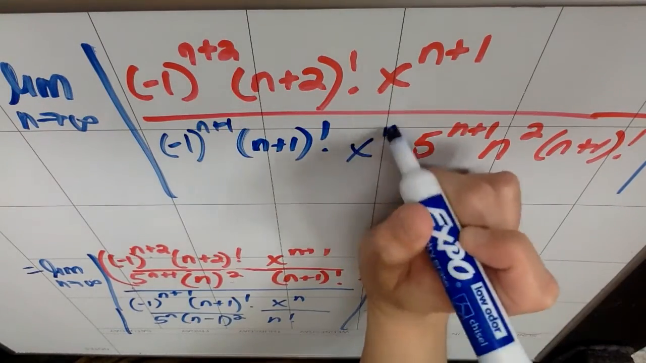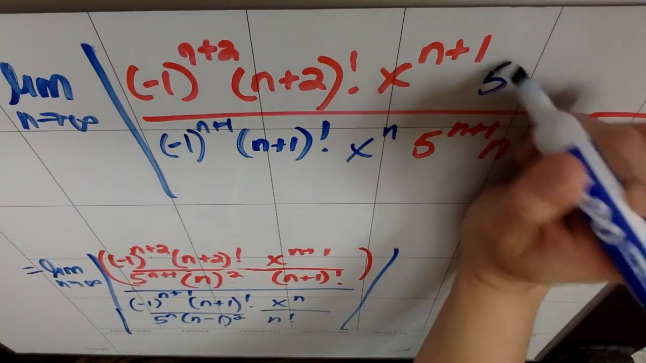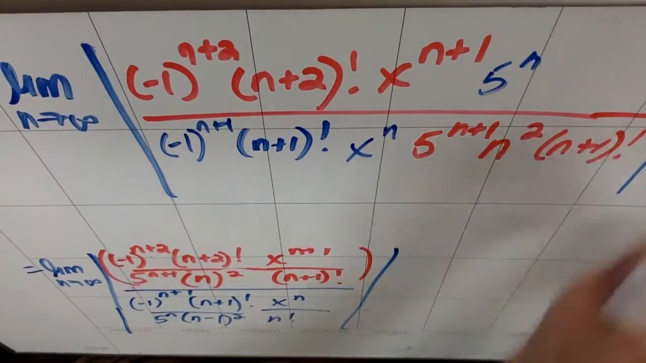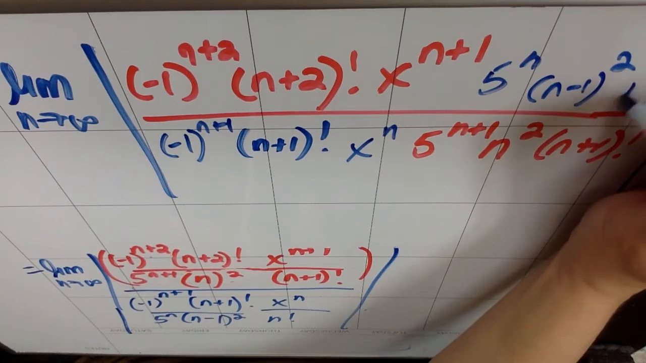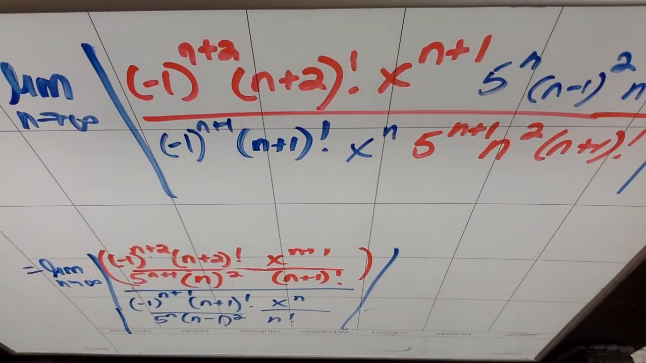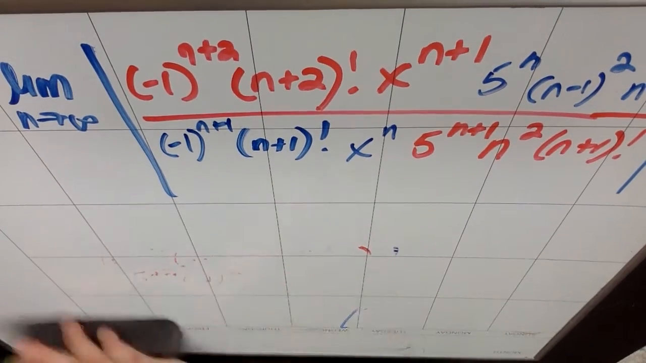I have an x to the n, cool. I have a 5 to the n on the top now because it was on the bottom of the denominator. I have an n minus 1 quantity squared, and I have an n factorial. Great. Okay, so now I'm going to clean up this disgusting monstrosity.